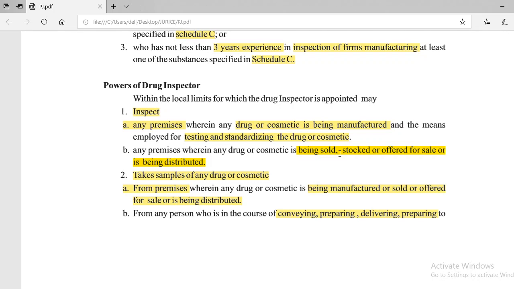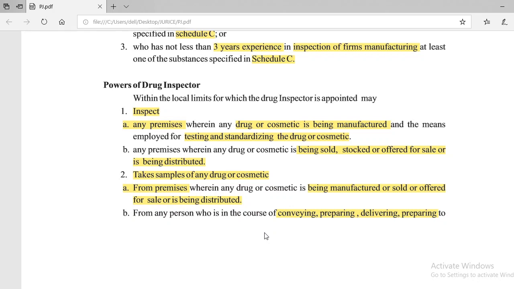Then the second power is that he can take samples of any drug or cosmetic. From where will he take them? From premises wherein any drug or cosmetic is being manufactured, sold, offered for sale, or distributed.